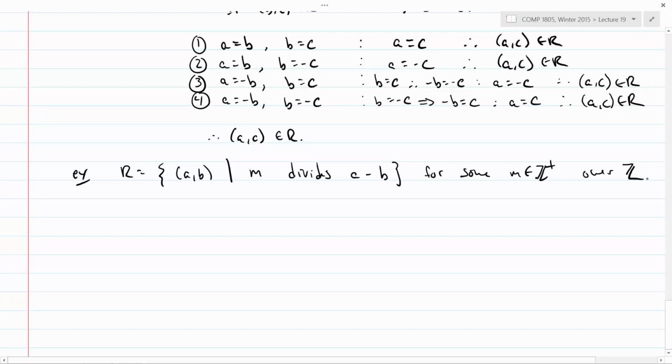That's the question. So we start with reflexive. So is AB in this relation? So AB is in R if and only if m divides a minus b. And we're asking ourselves not if AB is in the relation, but if AA is in the relation. So really I want to know if it divides a minus a. So does m divide 0?